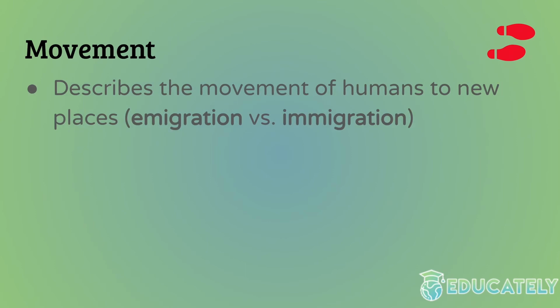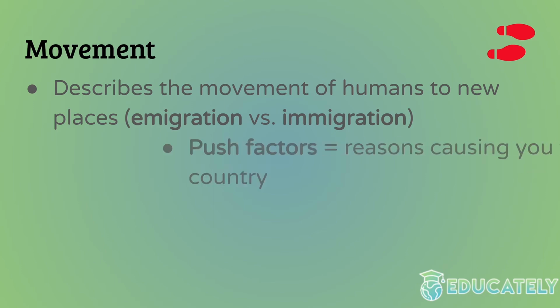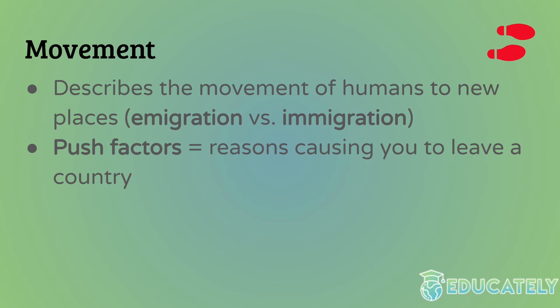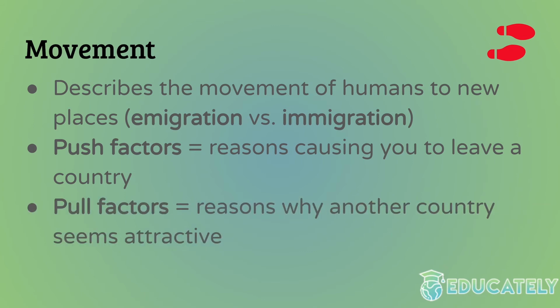Movement is our next theme. Movement describes the movement of humans from old places to new places. So this can be something on a national level when you talk about countries. For instance, emigration versus immigration. Emigration is basically the act of leaving a country, while immigration is the act of moving to a new country. And this is a big topic in our modern world. So we have to know push and pull factors that we're going to define.